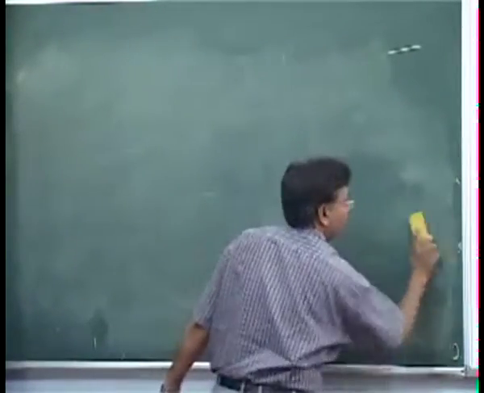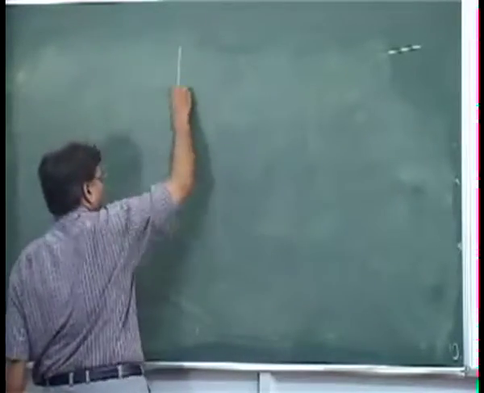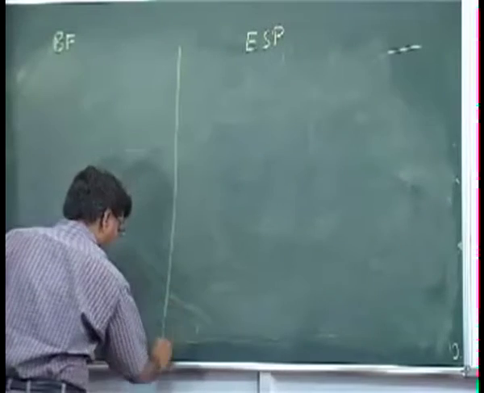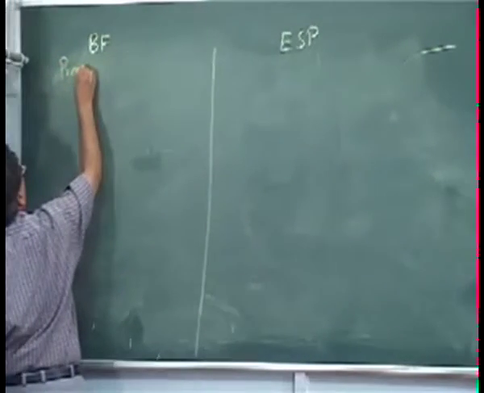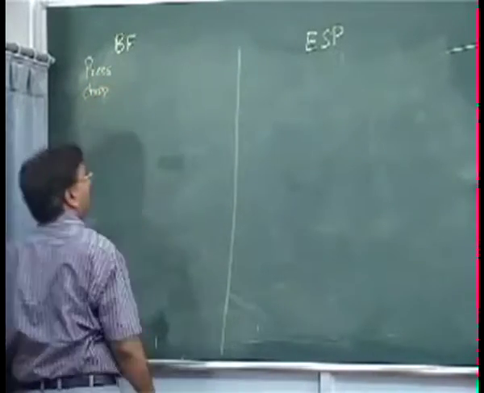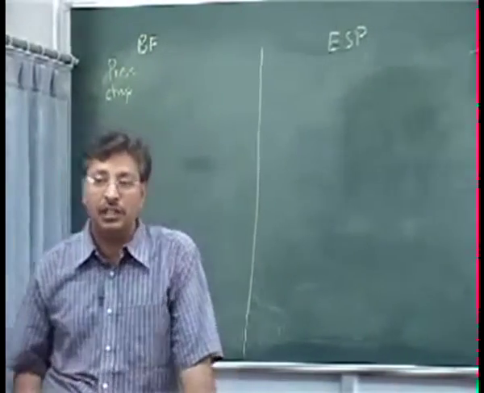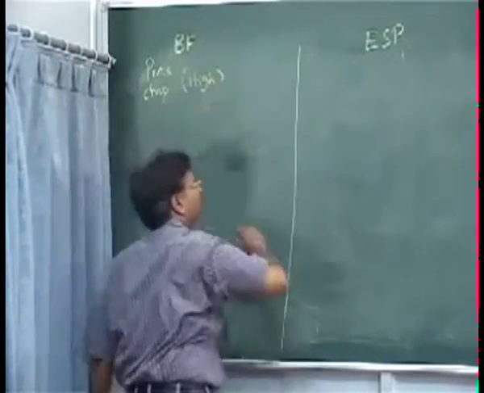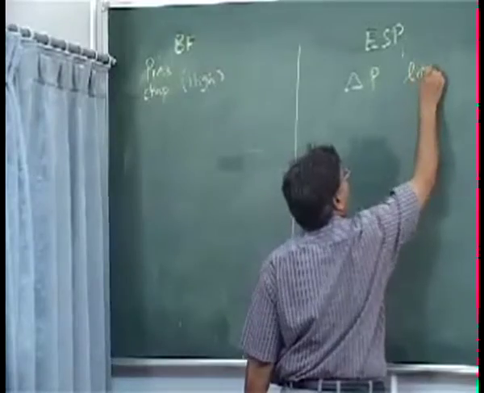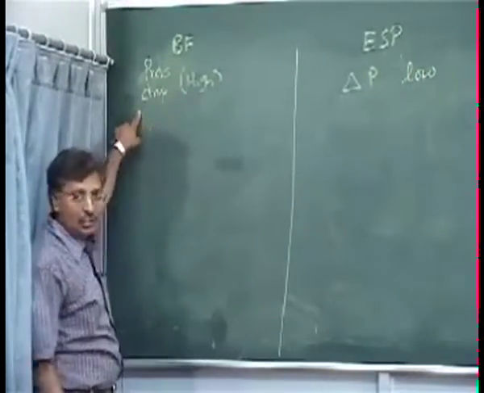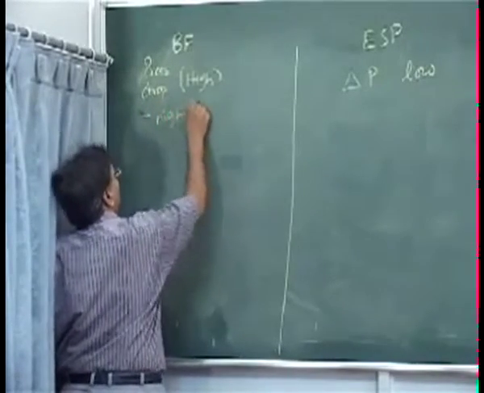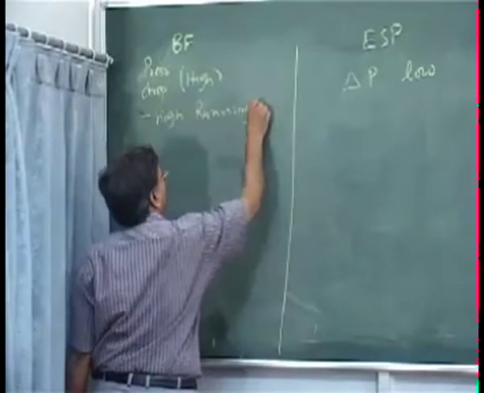Very quickly, let's do some comparison: bag filter and ESP. Let's talk about the most important thing which we always talk about, the pressure drop. Now somebody tell me, where is the more pressure drop, in the bag filters or in the ESPs? Bag filters, okay, high. In the ESP, delta P is low. What does it mean in terms of the cost? High running cost because I have to put in the blower. So we say high cost.